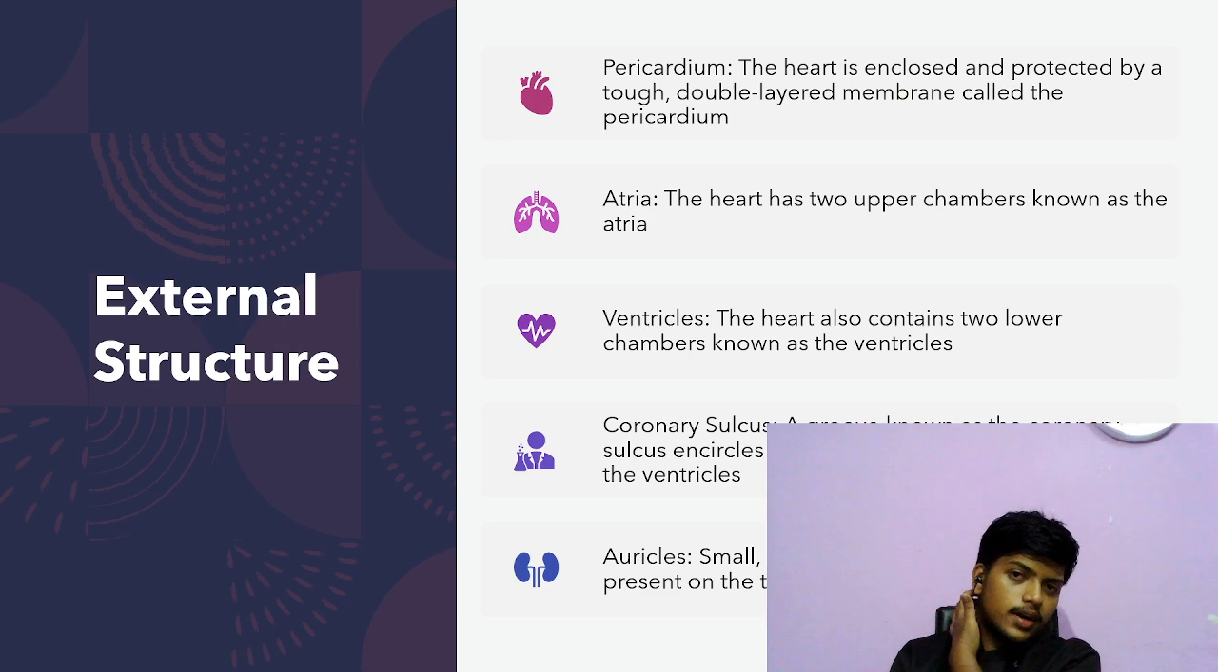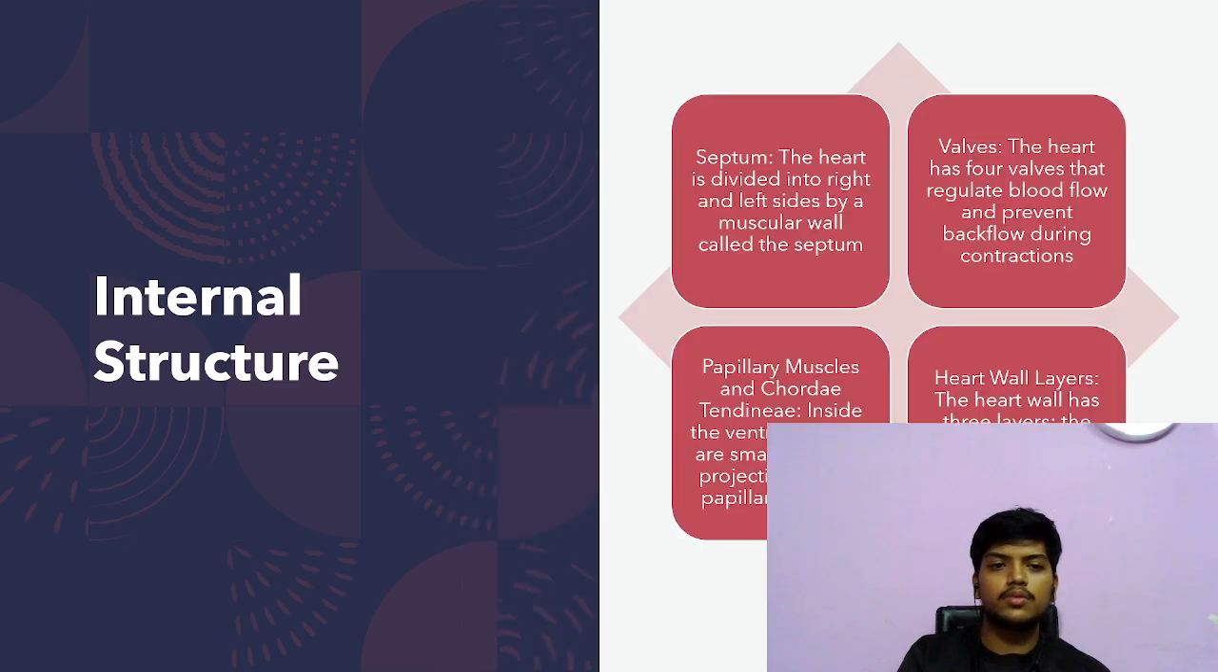The heart is enclosed and protected by a tough, double-layered membrane called the pericardium. The heart has two upper chambers known as atria, and two lower chambers known as ventricles. A groove known as the coronary sulcus encircles the heart and separates the atria from the ventricles. Small ear-like projections called auricles are present on the top of each atrium.